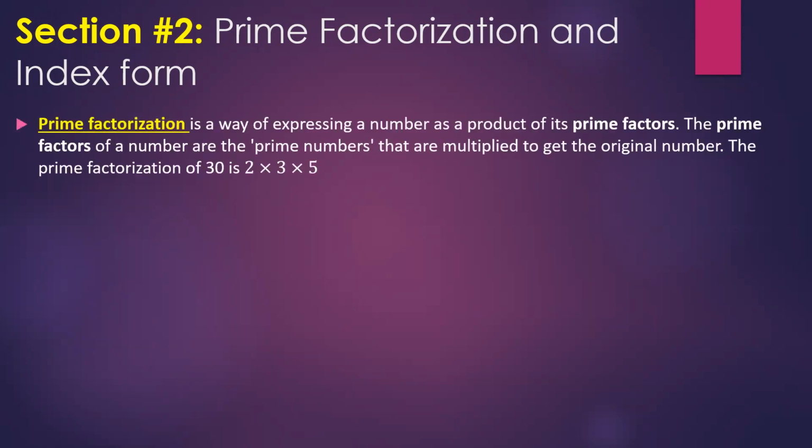The first point. Prime factorization. Write this down for me, please. Prime factorization is a way of expressing a number as a product of its prime factors. The prime factors of a number are the prime numbers that are multiplied to get the original number. The prime factorization of 30 is 2 times 3 times 5. Very good.